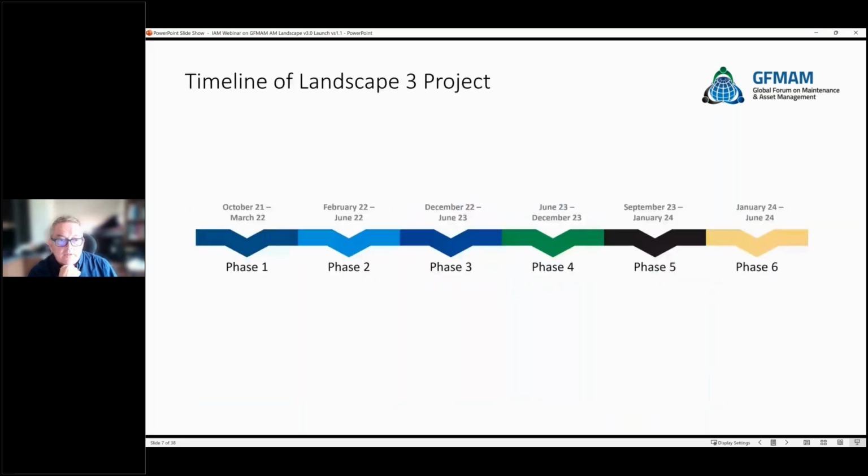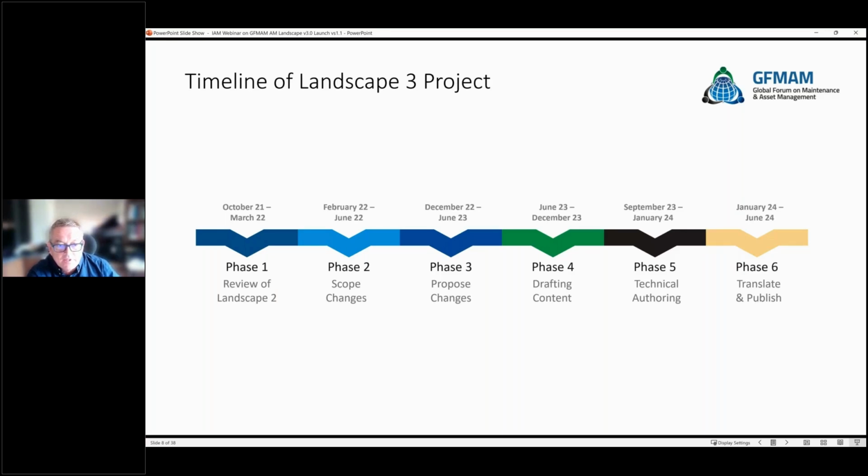So the way that the project has been run, the very first phase was to review Landscape 2. That was a reasonably structured process involving members from, I think, 13 professional bodies, and a very extensive set of comments were received based on people's current view of the content and ideas they thought for improving. That was then collated, and the project started in earnest in phase 2.